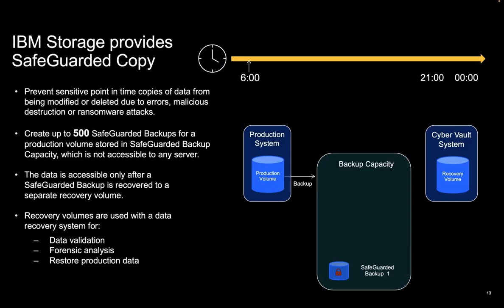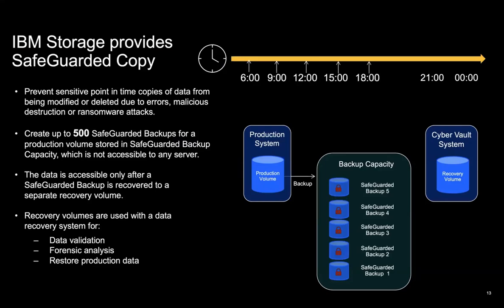So I'm just going to walk through a couple scenarios here. If we take a copy at 6 o'clock, 9 o'clock, 12 o'clock, and then the outage, then the corruption is added to your environment at 2013. The last good copy is at 1800, and the cyber event is at 2013. That's an example that I'm going to go with.